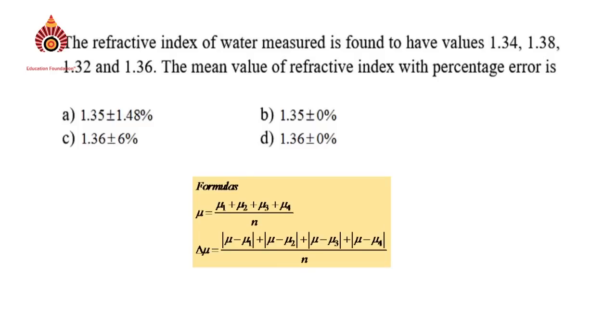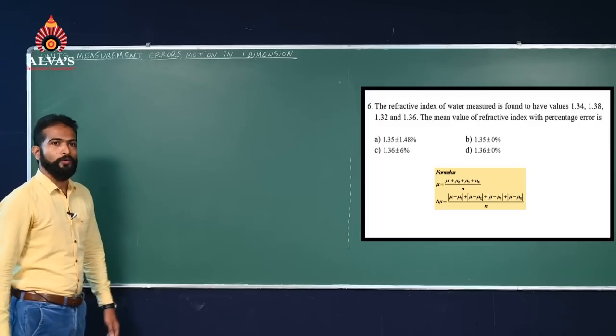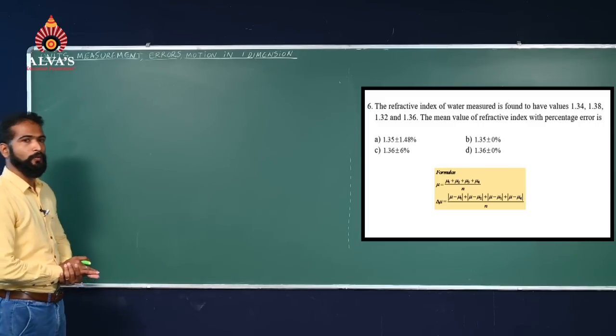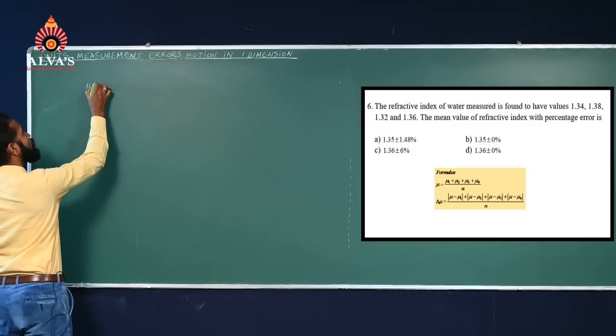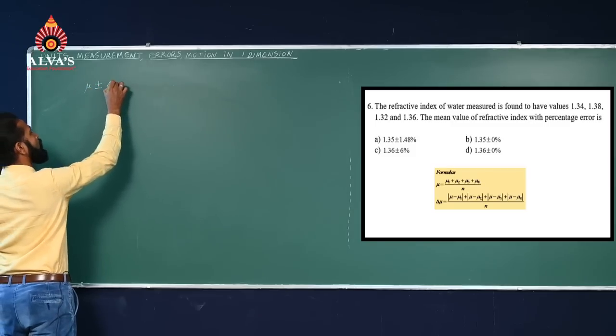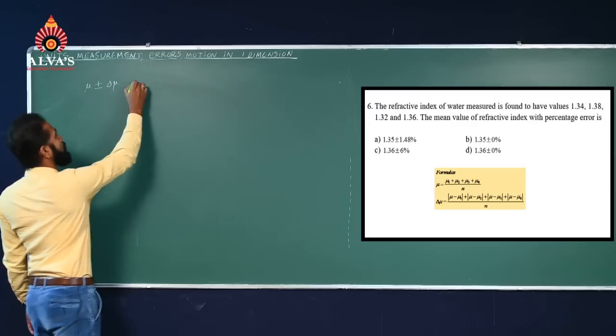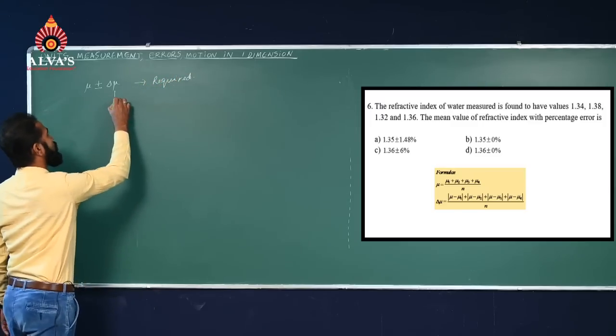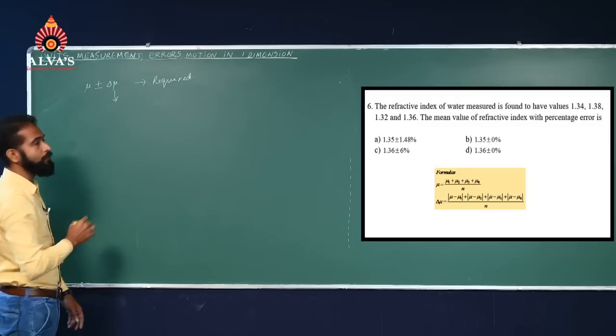Moving on to the next question, 6. The refractive index of water measured is found to have values 1.34, 1.38, 1.32 and 1.36. The mean value of refractive index with percentage error is? If you look at the screen, you can see the formula, so I'm going to substitute directly. What we are supposed to find out is mu plus or minus delta mu. This quantity is required. If you look at the options, everything is in percentage.